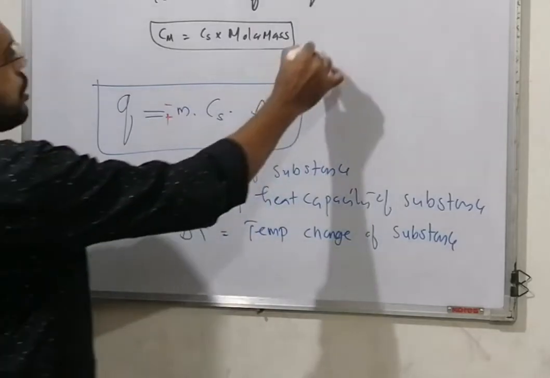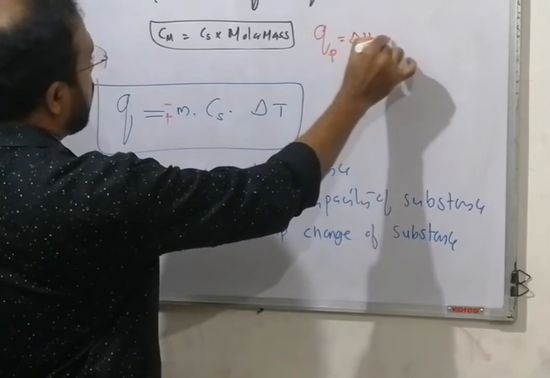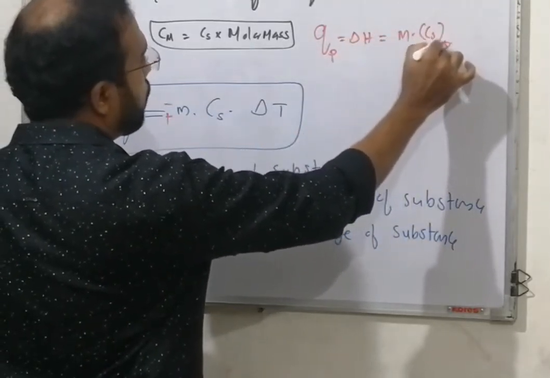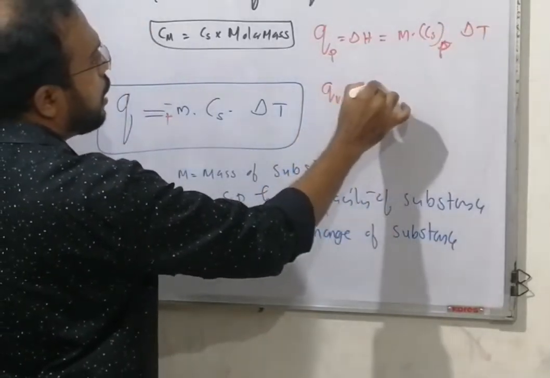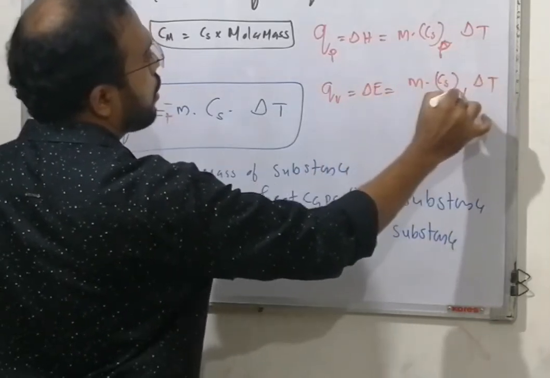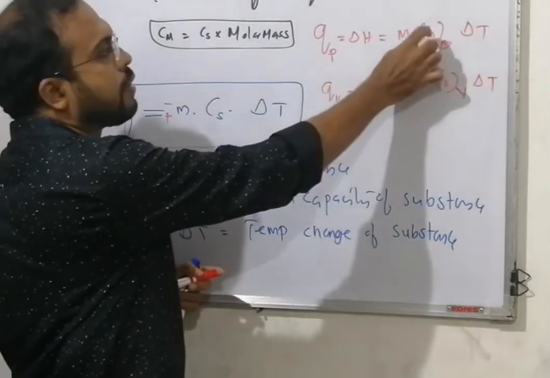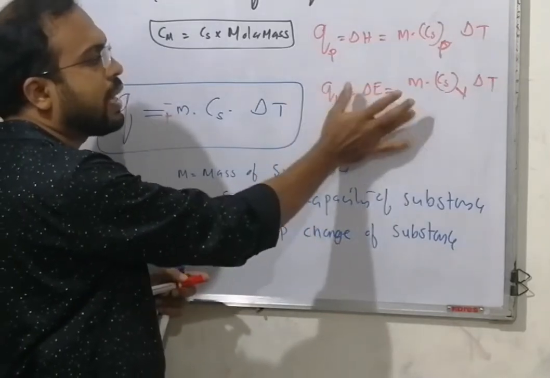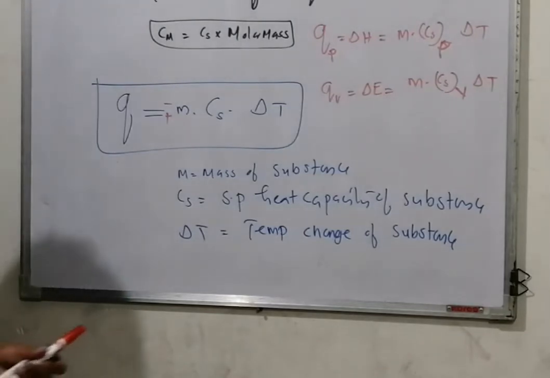The same equation, if it is at constant pressure, that is delta H, is equal to M into Cs at constant pressure into delta T. QV is equal to delta E or delta U, which is equal to M into Cs at constant volume into delta T. Very simple. The Q can be QP, therefore specific heat capacity should be at constant pressure. The Q can be QV or delta E when specific heat capacity is at constant volume.